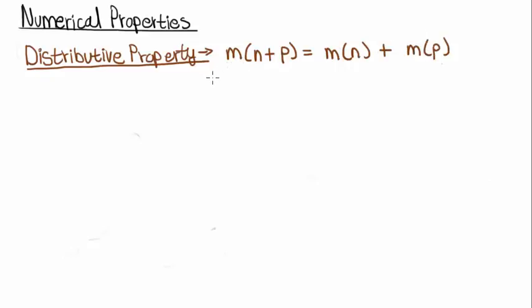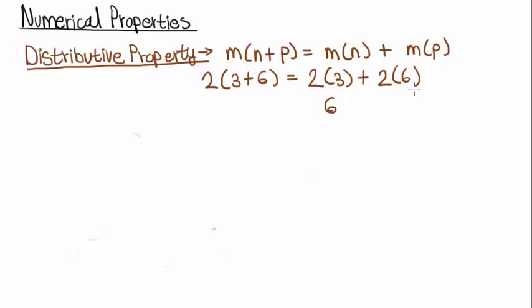To verify this property, let's say you have something like this over here. So 2 times a quantity of 3 plus 6, according to the distributive property, will be the same thing as saying 2 times 3 plus 2 times 6. Now let's try it out. So 2 times 3 will give me a 6, and 2 times 6 will give me a 12. So if the answer over here is equal to 18, then the distributive property is true.